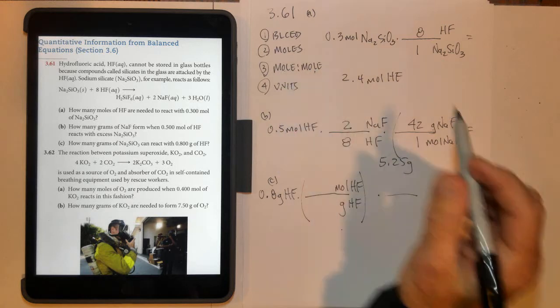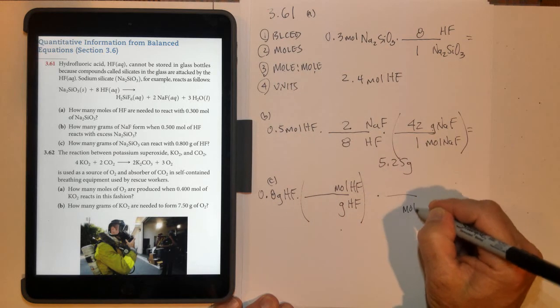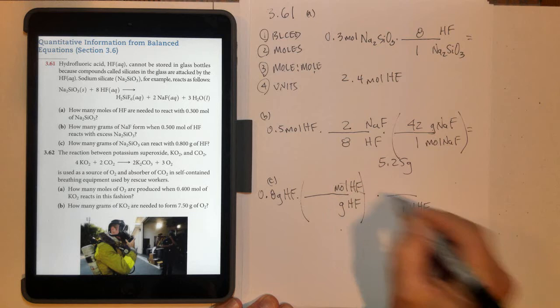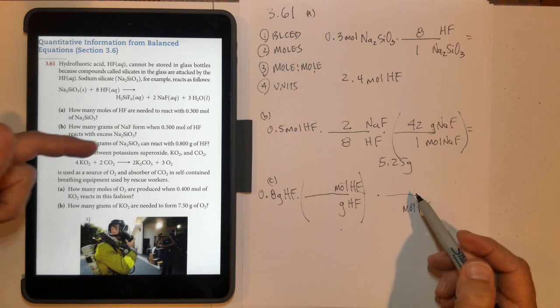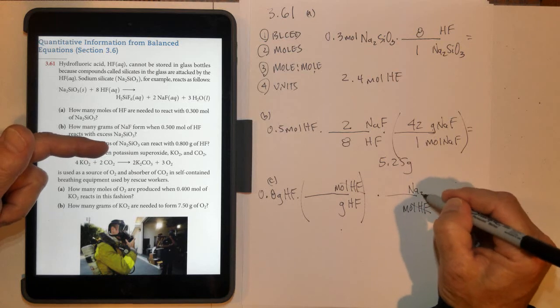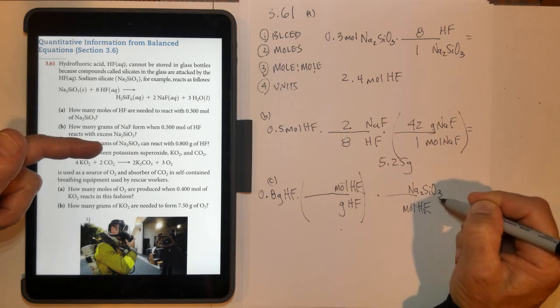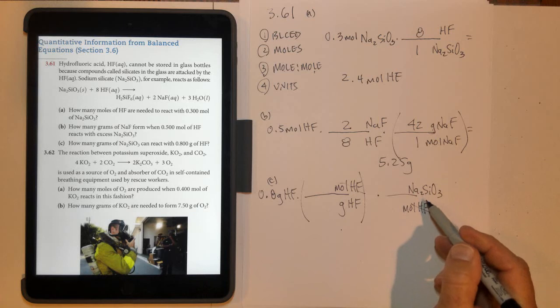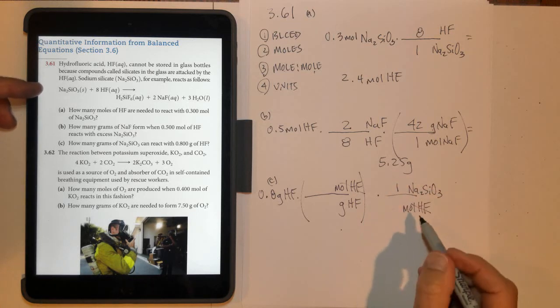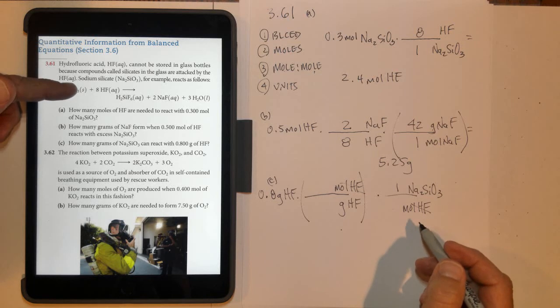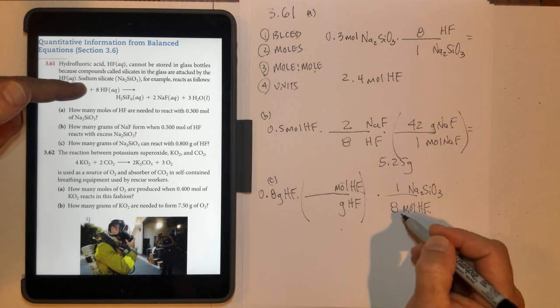Step number 3, mole-to-mole ratio. So now I'll put moles of HF in a position where it's going to cancel, because that's the units that I have, and put my desired units here on the top. And it wants to know Na2SiO3 on the top. I look on the balanced chemical equation here, and Na2SiO3 has a 1 in front of it, and HF has an 8 in front of it right here.